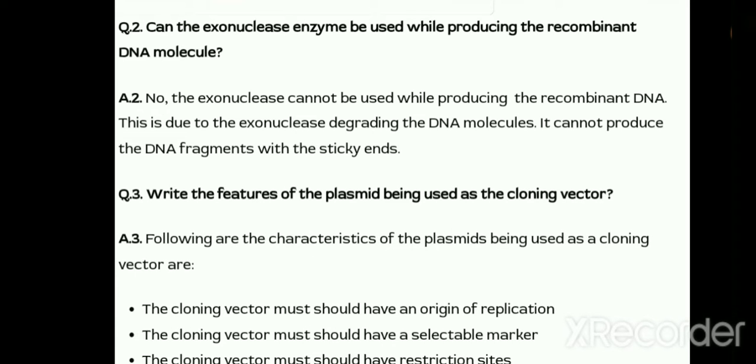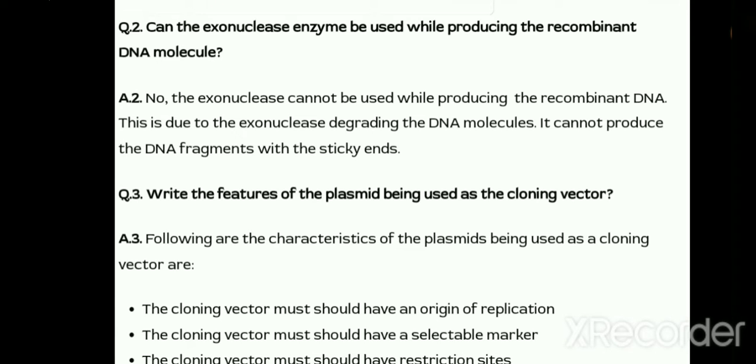Second question: can the exonuclease enzyme be used while producing the recombinant DNA molecule? No, the exonuclease cannot be used while producing the recombinant DNA. This is due to the exonuclease degrading the DNA molecules. It cannot produce the DNA fragments with the sticky ends.